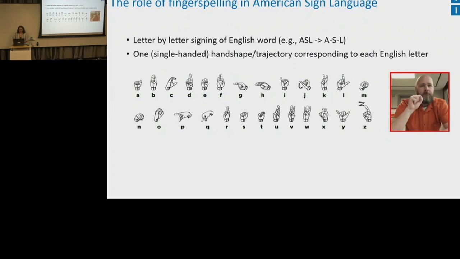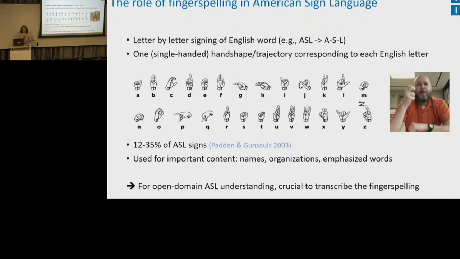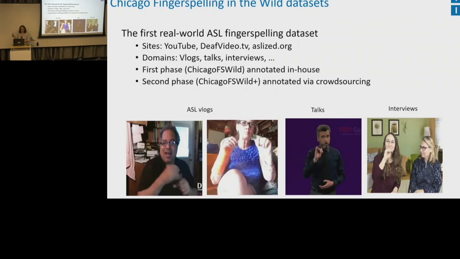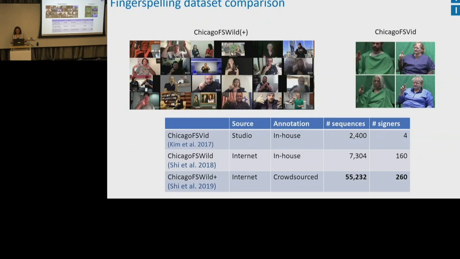Depending on how you count, 12 to 35% of ASL corresponds to fingerspelling. And like I said, it's used for important content. So we really care about it. The first couple of data sets that we put out were fingerspelling data sets. We call them Chicago Fingerspelling in the Wild. One was annotated in-house and one was annotated via crowdsourcing. We were pleased that we were able to find enough sign language users on Amazon Mechanical Turk to do crowdsourced annotation of this data. It's larger and more diverse than previous data sets.